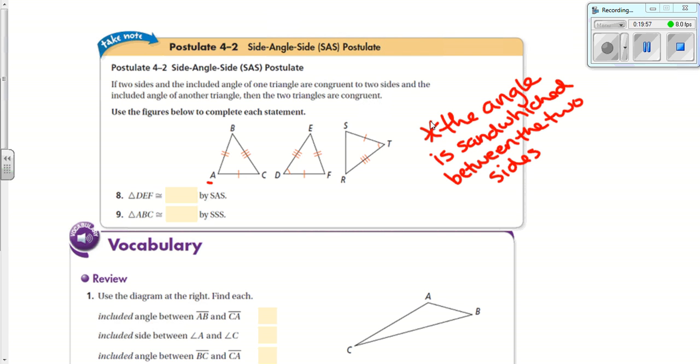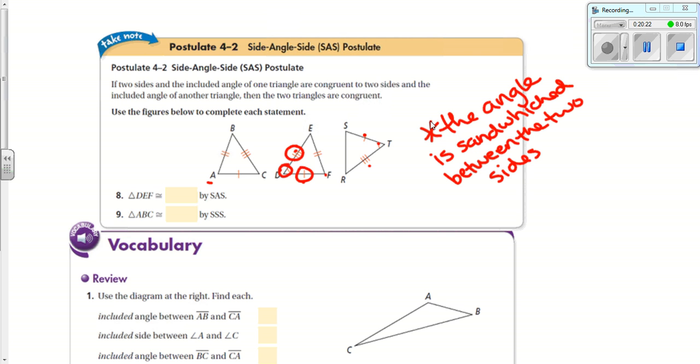Okay, our next triangle is DEF. I'm given 3 sides and an angle. So in this example, if I were to use side angle side, I would have to use this side, this angle, and this side. Because side, angle, side, they are directly next to each other. There is no break in between. Okay, and then in the last one, STR, I have side, angle, side.